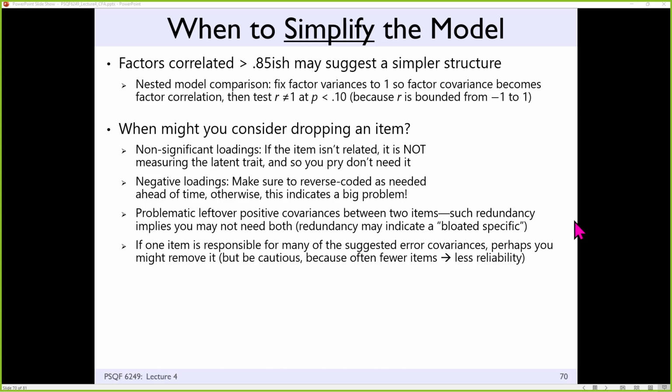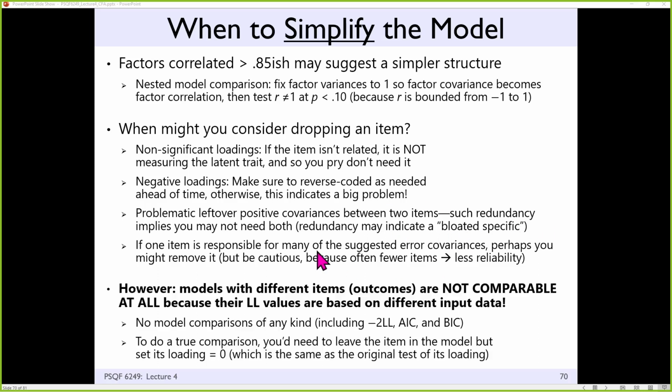One thing to be careful about, though, is that anytime that you're dropping an item that does have a sizable loading, you're potentially lowering your reliability. So that would be, do I want to have less reliability but a factor structure that's tighter, or am I willing to have these additional collinearity issues sort of buried in there at the expense of keeping this thing? Keep in mind, if you drop items, it's not comparable directly. So you can say that the 7-item model fits and that the 8-item model doesn't fit, but you can't say that the 7-item model fits better, for instance.